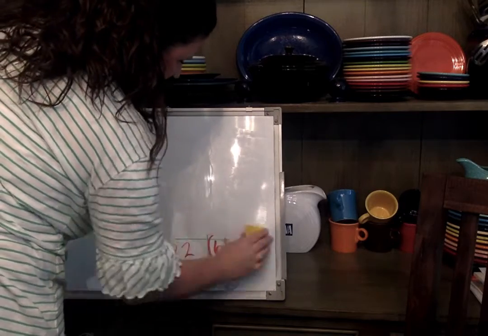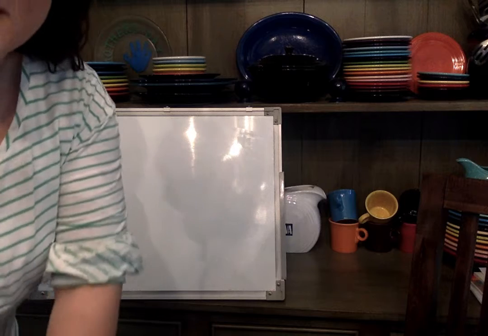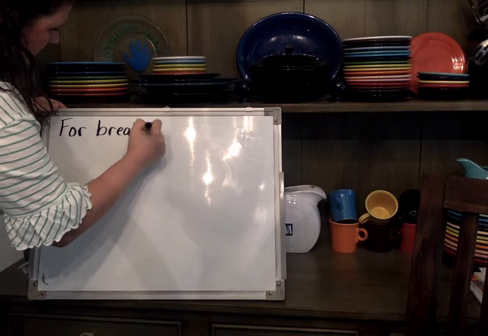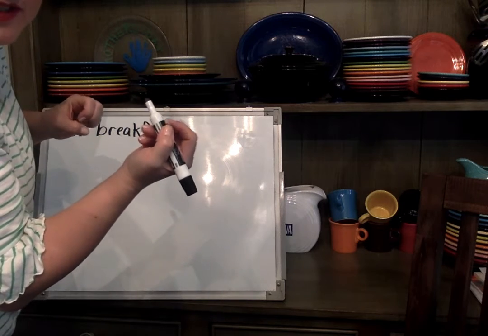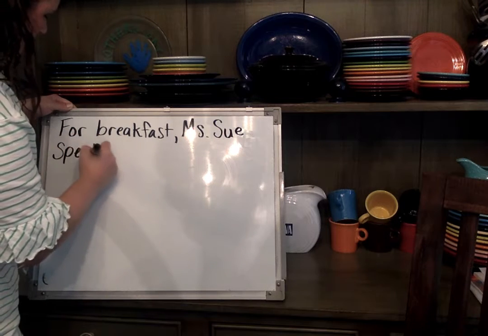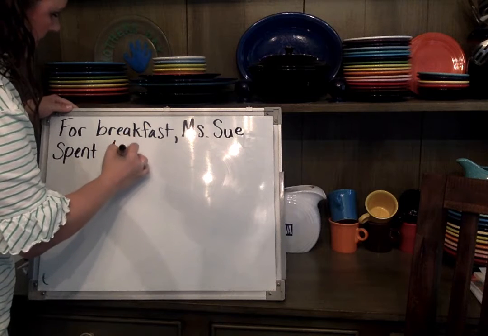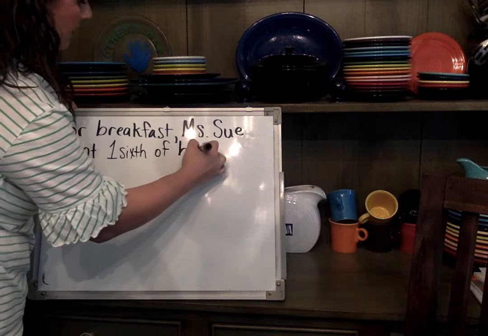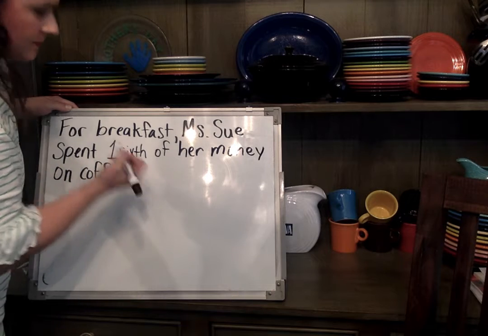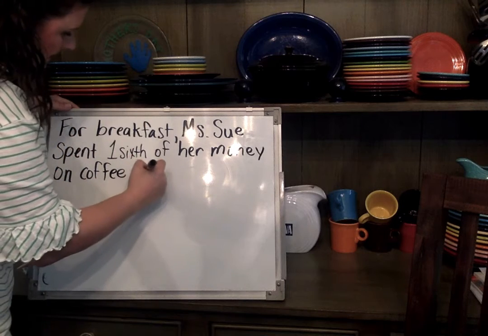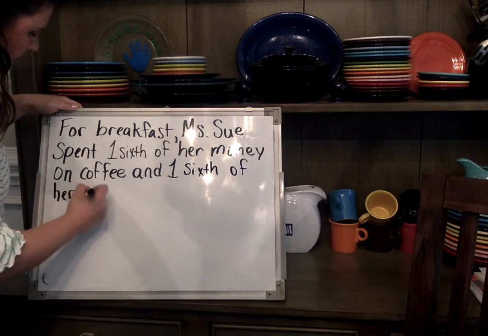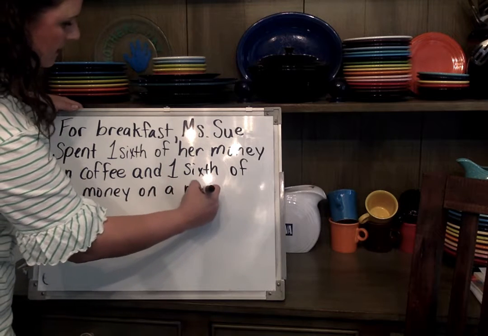Word problem today. So, for breakfast, Miss Sue spent 1/6 of her money on coffee and 1/6 of her money on a muffin.